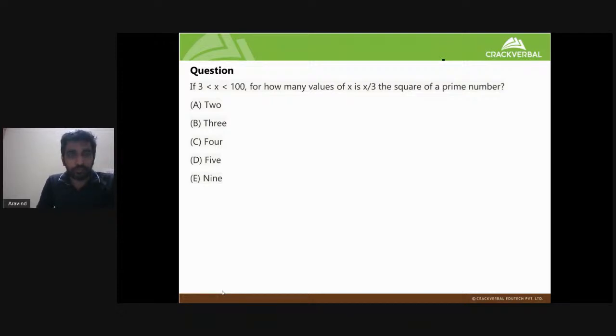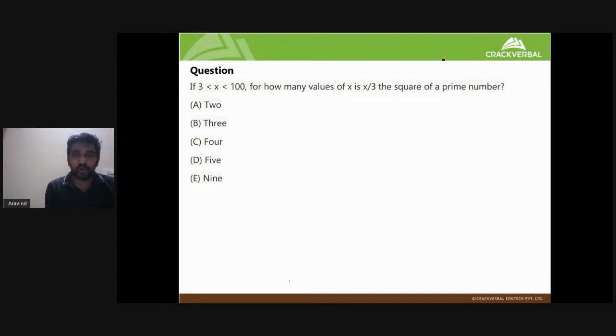All right. Just as is my practice, after every strategy, I give you a question. This is probably my 4th question, a problem solving question that I've picked up from the official guide. Go ahead and solve this. I'll give you 1 minute 30 seconds starting now, after which we can go about discussing the solution.